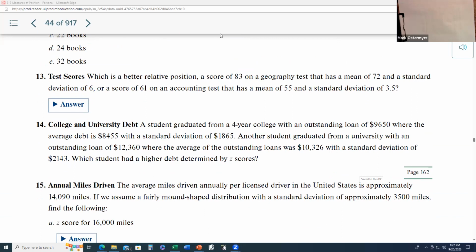To answer this question, the hint is you have to what? You have to standardize both of these scores. In other words, convert them into Z-scores and then compare the Z-scores to answer the question. Number 13, classwork number 2. Go ahead and do that one.